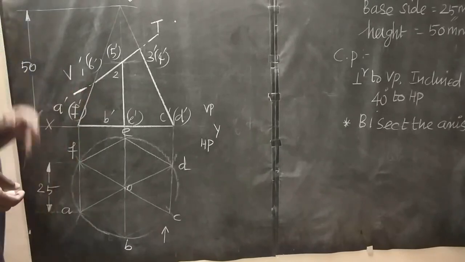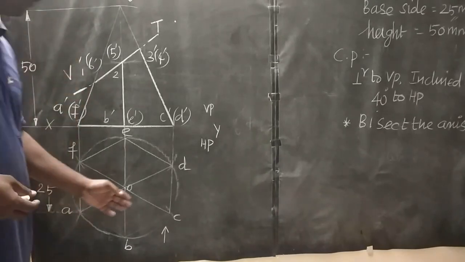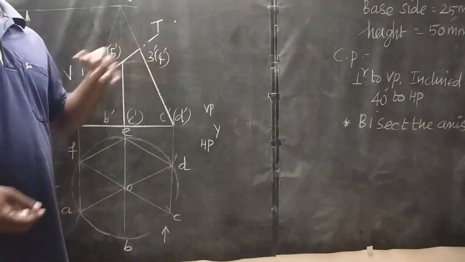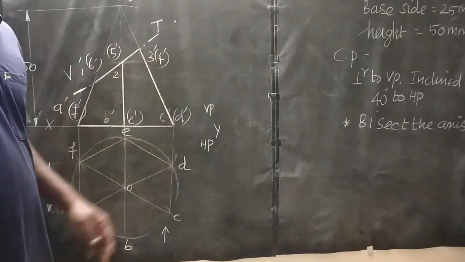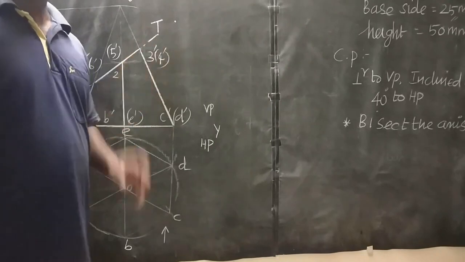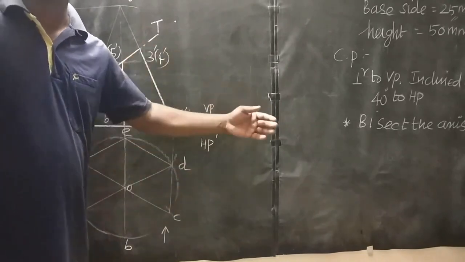For that, we are going to make any one of the slant edges parallel to VP. After that we will get true slant edge by means of projection.